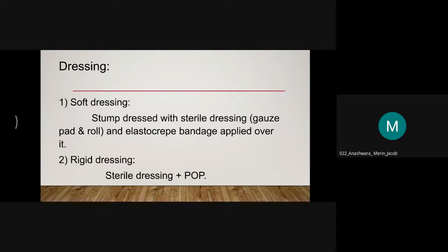Regarding dressing, if we do an open amputation, there should be two dressings. The first is a soft dressing, which we usually do for any clean cases or elective procedures, with a gauze and pad roll, and we apply an elastic bandage. The main thing regarding amputation is the rigid dressing. Rigid dressing is applying POP over a soft dressing. POP is plaster of Paris, which you know, made with calcium and lime. Its main duty is to immobilize the amputated limb.